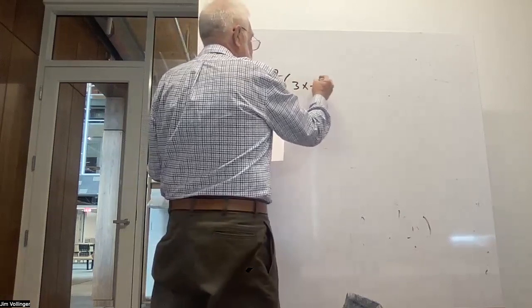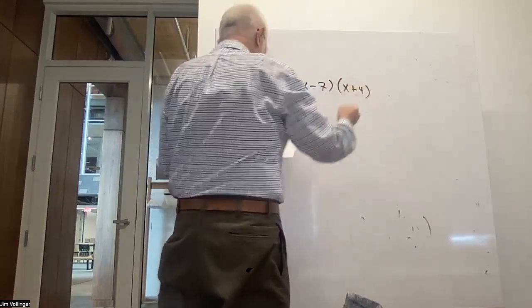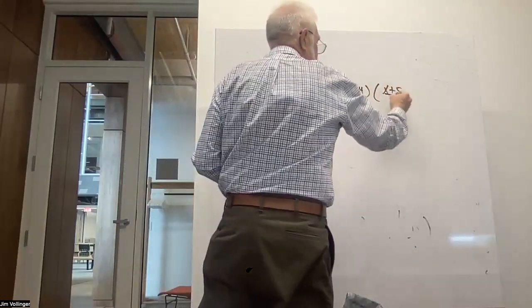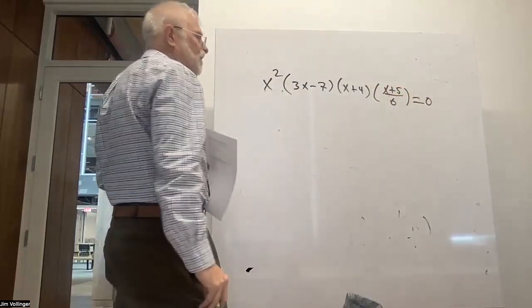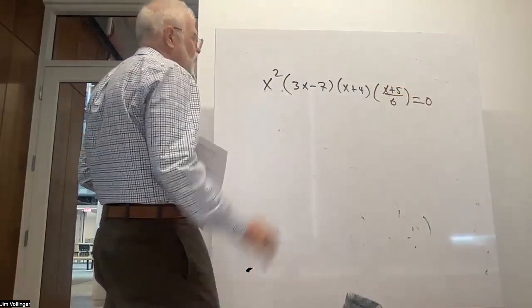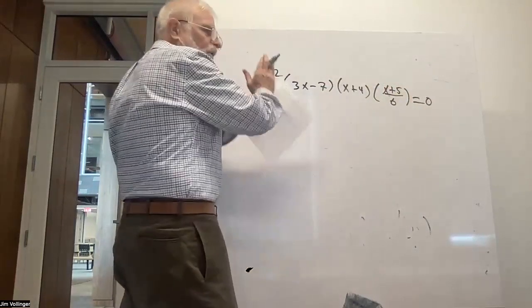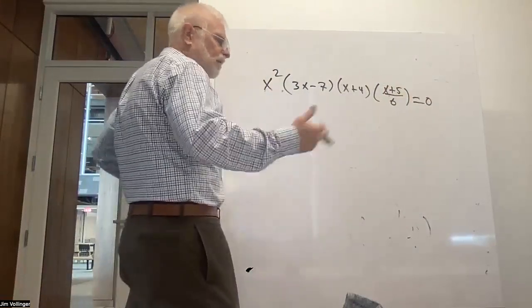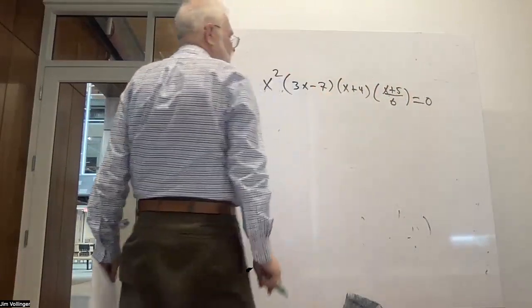3x minus 7, x plus 4, x plus 5 over 6 equals 0. All right, think of this as a multi-dimensional shape. I know we can't draw more than 3 dimensions, but you can imagine that each of these is a dimension, and if you squash one of the dimensions, you squash the volume, the area, the whatever comes from a 1, 2, 3, 4, 5th dimensional picture.